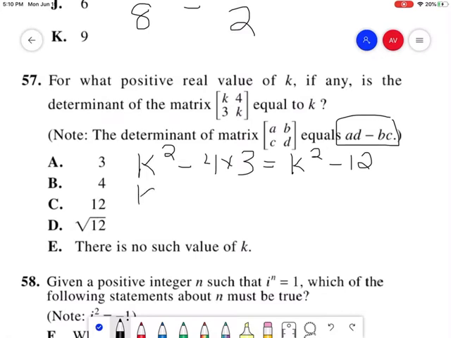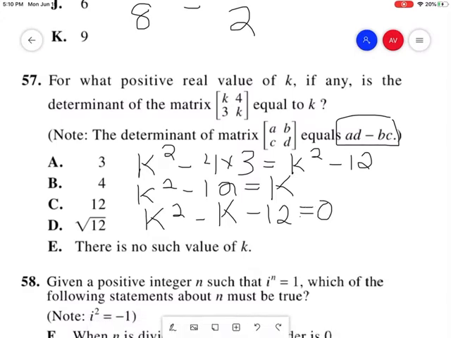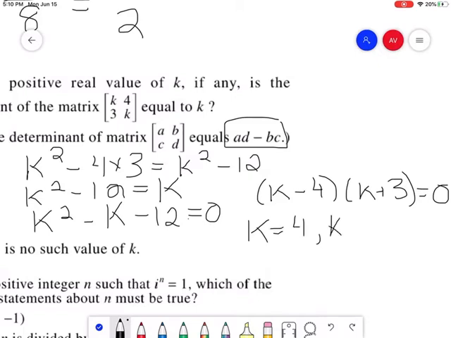So we're going to set up an equation, k squared minus 12 equals k. We're going to move the k over to the left side to give us the equation k squared minus k minus 12 equals 0. And now we can factor this into k minus 4 and k plus 3 equals 0. And so our 2 possible scenarios are when k equals 4 and when k equals negative 3.